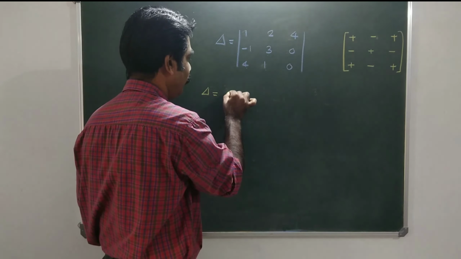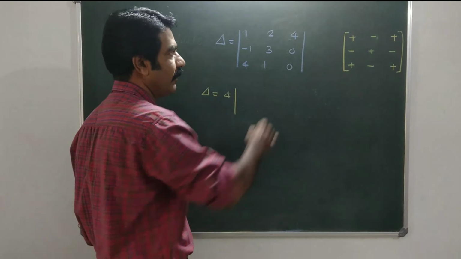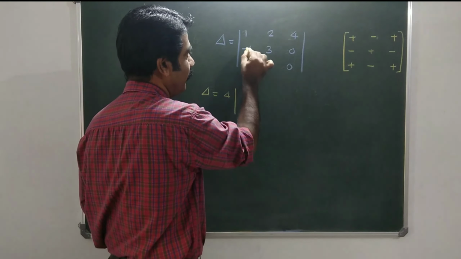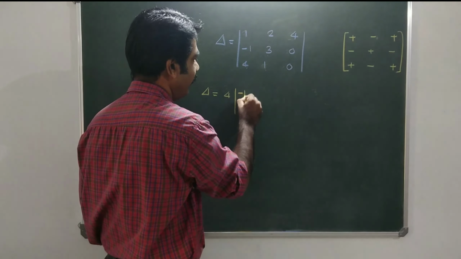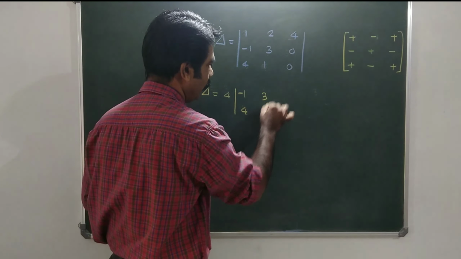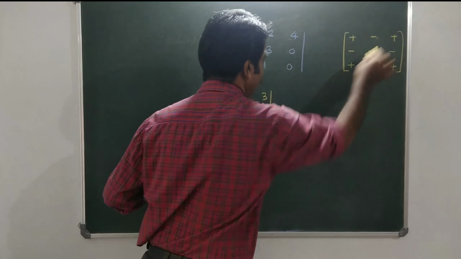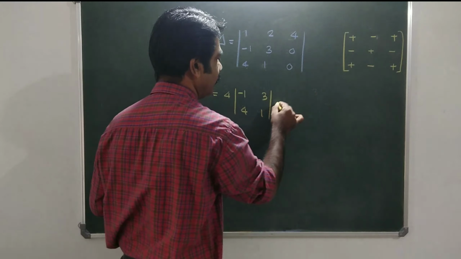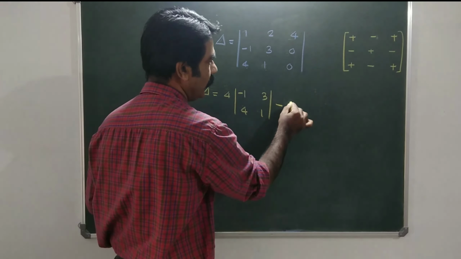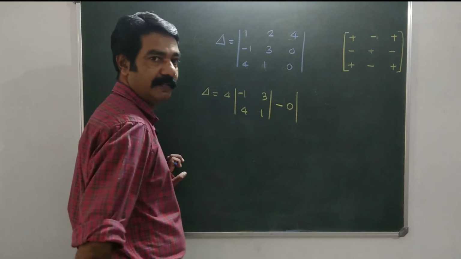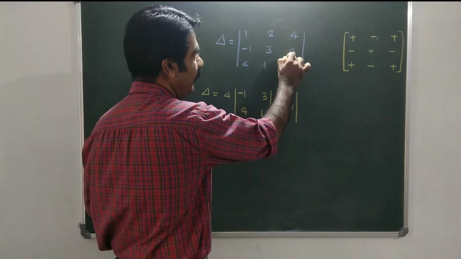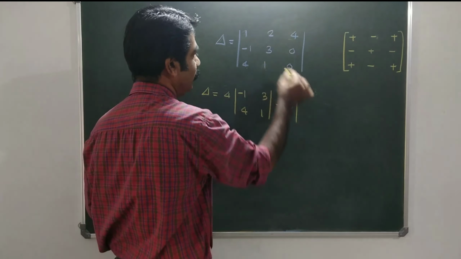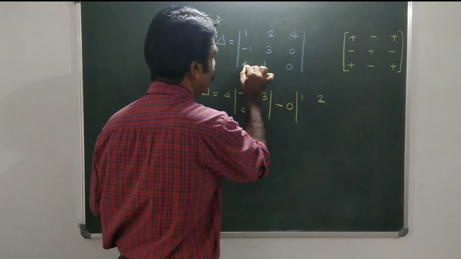See, the first element is what? 4. 4 into, deleting that row and that column, what's remaining? Minus 1, 3, 4, 1. See, the first sign is what? Positive. So it is positive. The second sign is what? Negative. So minus. But the second element is 0. 0 into, deleting the second row and this third column, what's remaining? 1, 2, 4, 1.